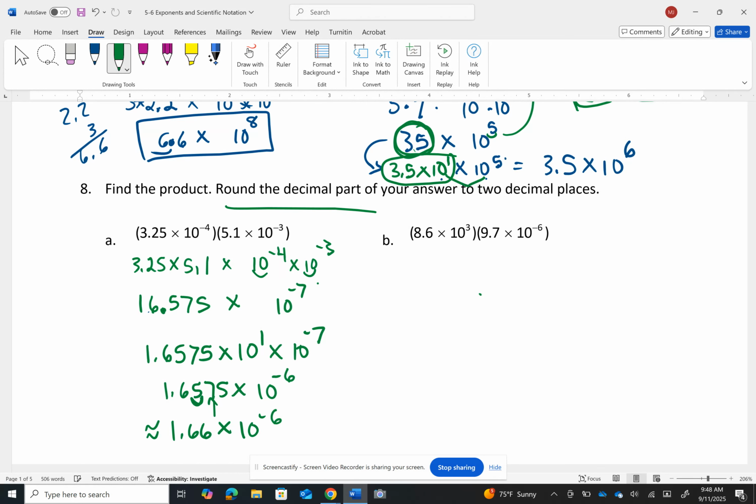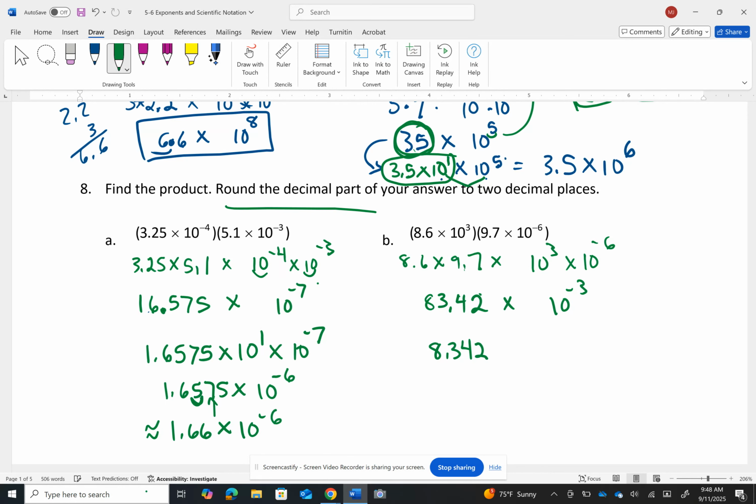All right, let's try another one. So on this one, I'm going to use my calculator to do the 8.6 times the 9.7. Okay. Then when I put together the 10 to the third and the 10 to the negative 6, I know I can just add those exponents. 3 plus negative 6 would be negative 3. So the 8.6 times the 9.7 turns out to be 83.42. Okay. Well, I need the number to be between 1 and 10, so I need it to be 8.342.